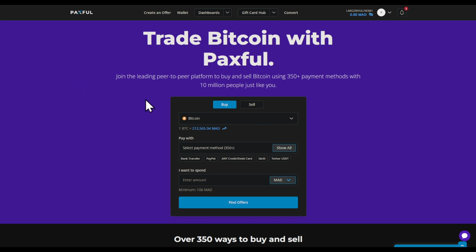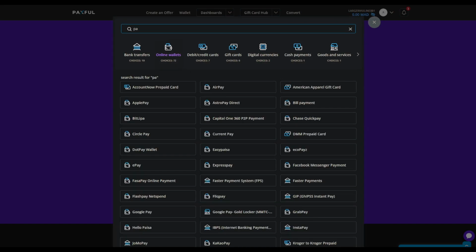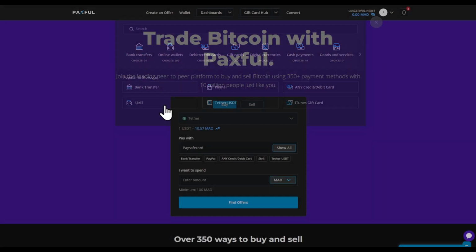First of all, head to the famous website, Paxful. In this website right here, choose USDT. Select the payment method, which is going to be Paysafecard, as I said.